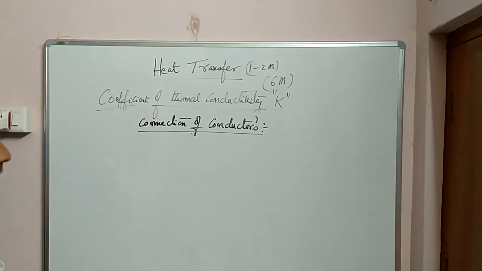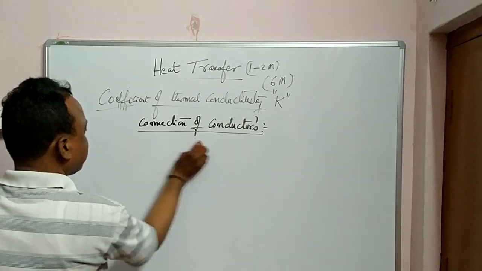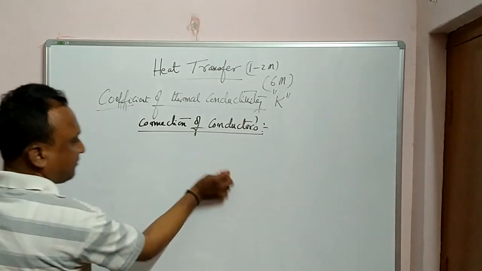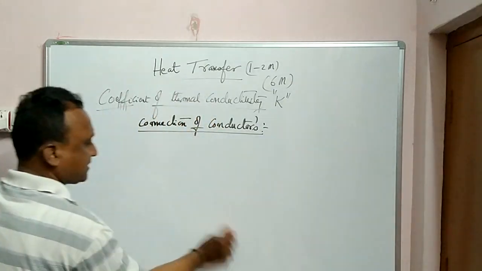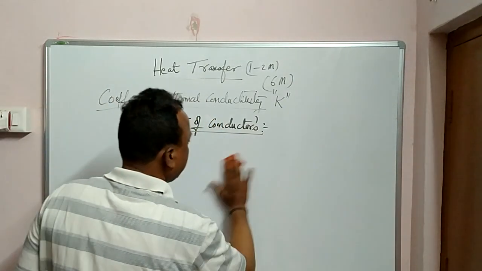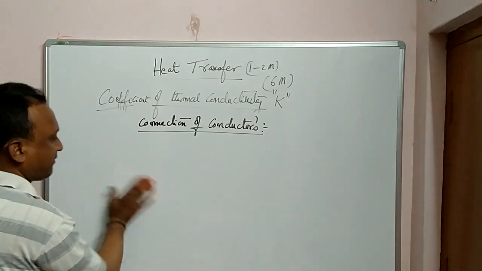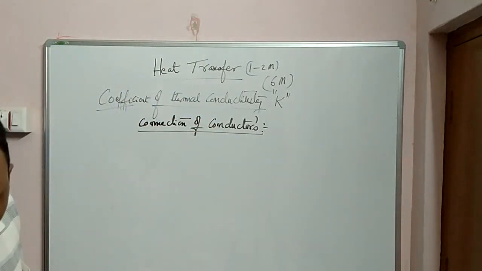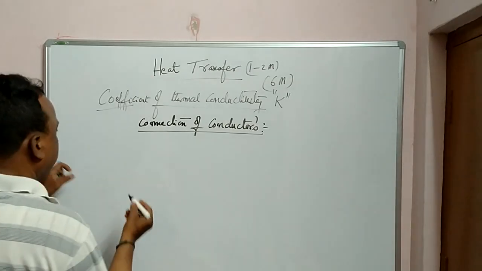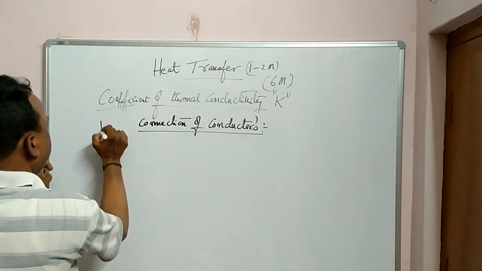In parallel connection, same as in current electricity, what you have done there, 1 by R is equal to 1 by R1 plus 1 by R2. The same here also: 1 by Re is equal to 1 by R1 plus 1 by R2, which is R1 R2 by R1 plus R2. Okay. So the next case is parallel connection.